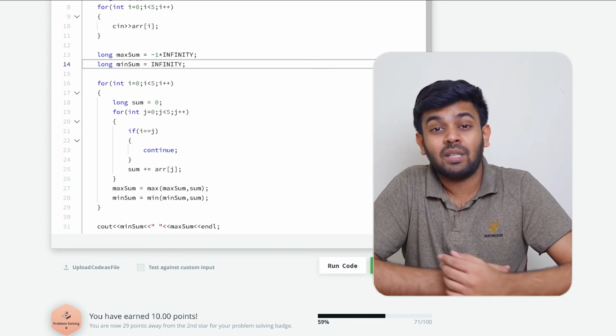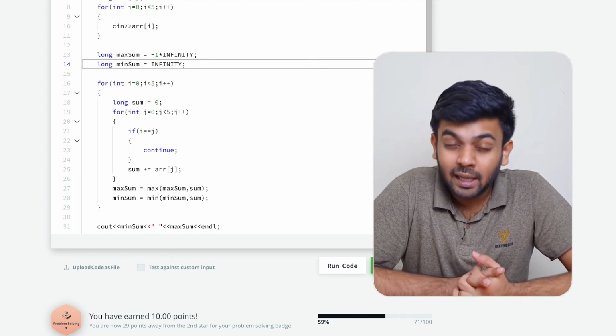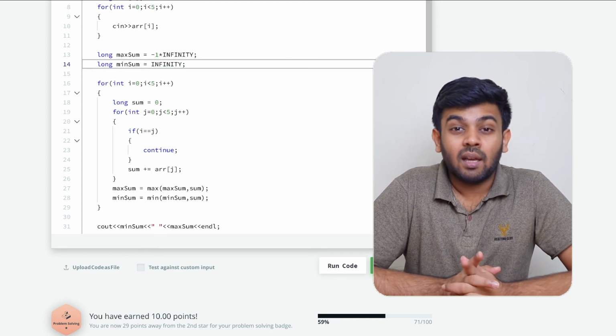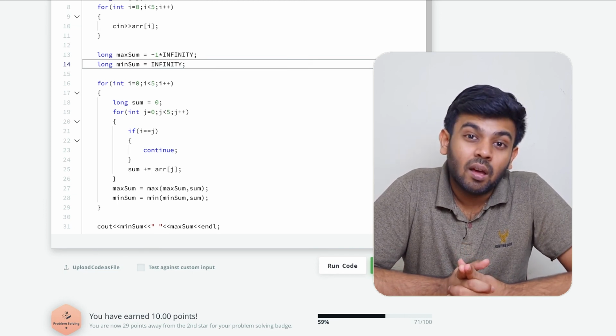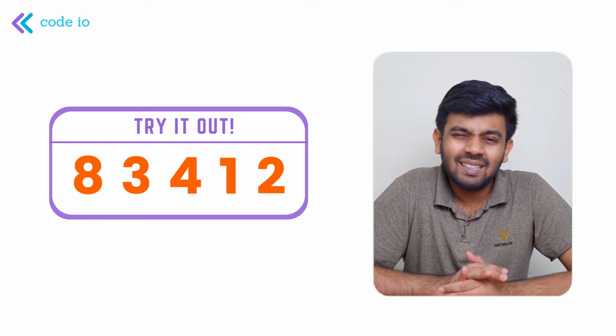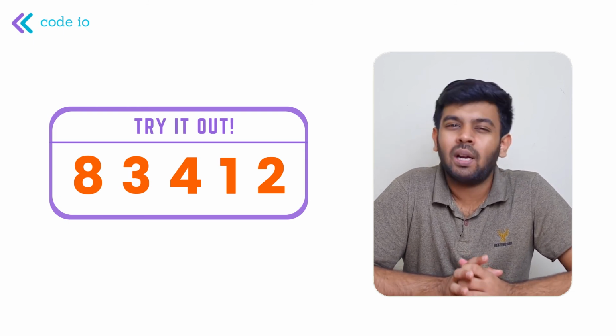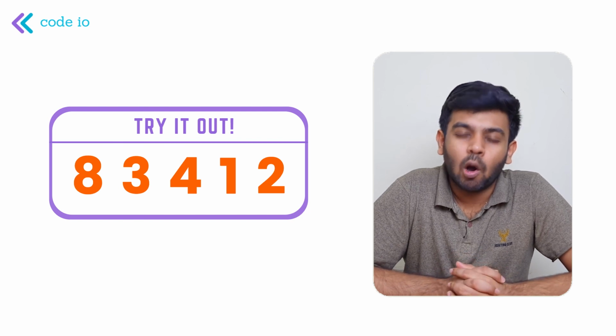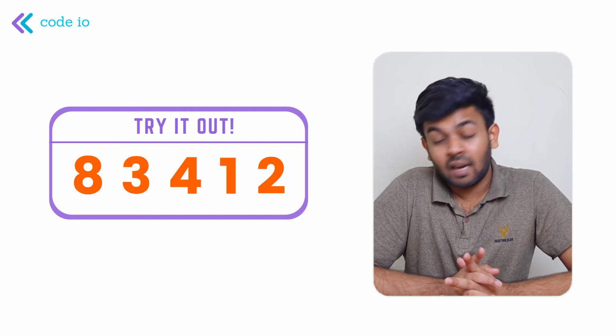So that is it for this question. Now we'll move on to the try it out section of this question. The try it out for this question is, if we give an array of values like 8, 3, 4, 1 and 2, what will be the output that you are going to get?